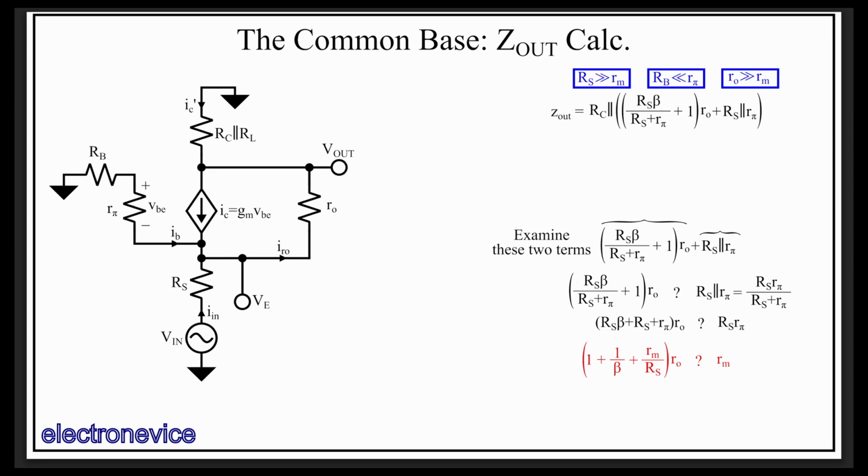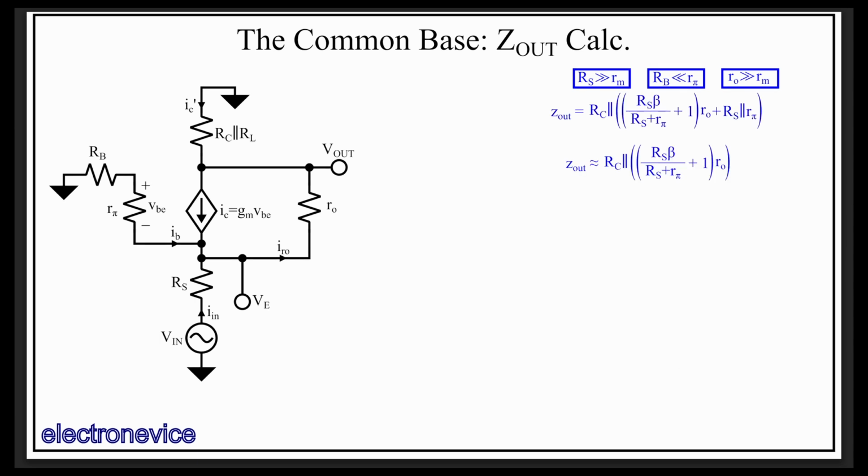And from the assumptions in blue above, we know that Ro is much greater than Rm. Thus, this left-hand side is much greater than the right-hand side, Rm. And by extension, these three equations are much greater than as well. This means that the Rs beta over Rs plus R pi plus 1 times Ro term dominates, and this approximation can be made.